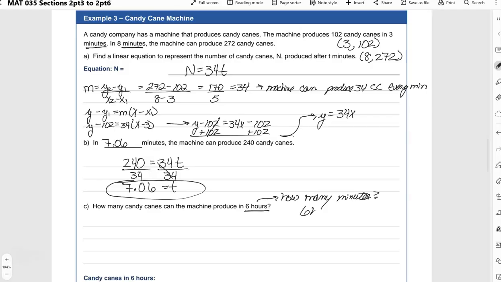So we got to think about how many minutes is this? Well, we know 6 hours would be 6 and then 60 minutes per hour. So that would be 360 minutes. So that's what we're going to plug in for that X or T, whichever one you're using. I'm going to use that n equals 34t. So n equals 34 times 360. So we're going to produce a lot of candy canes, 12,240 candy canes.